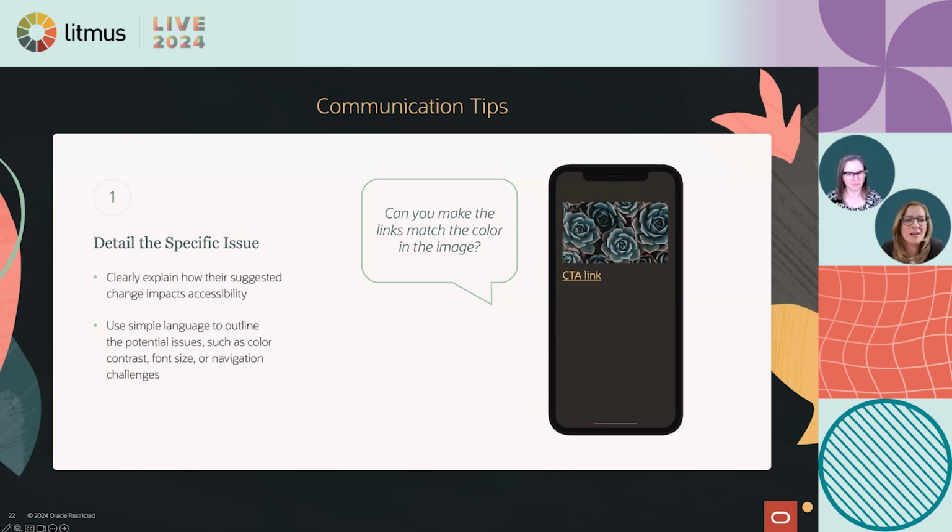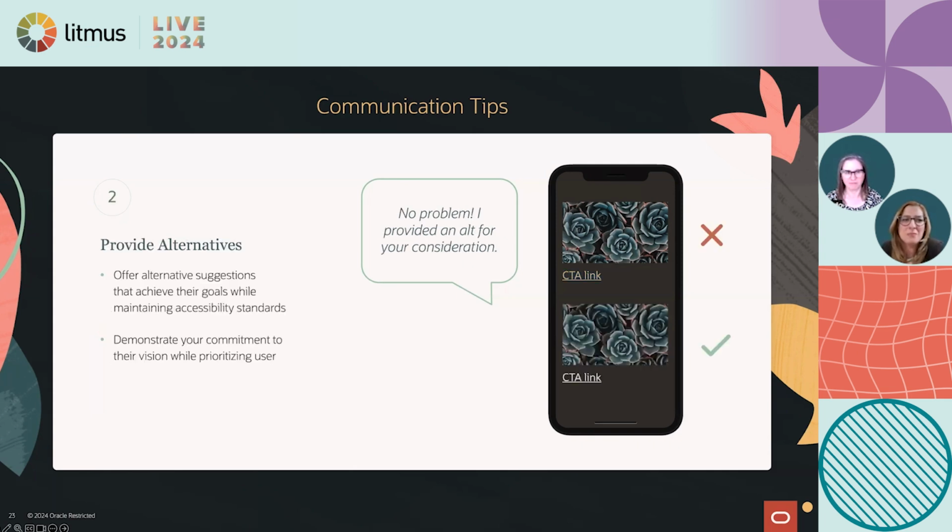Right here on the screen, they want to change the CTA color. So they wanted to match the image. We could show them how that impacts accessibility by giving them a visual example and then pointing them back to their goals. So you could see on this slide, we're providing the alternative.